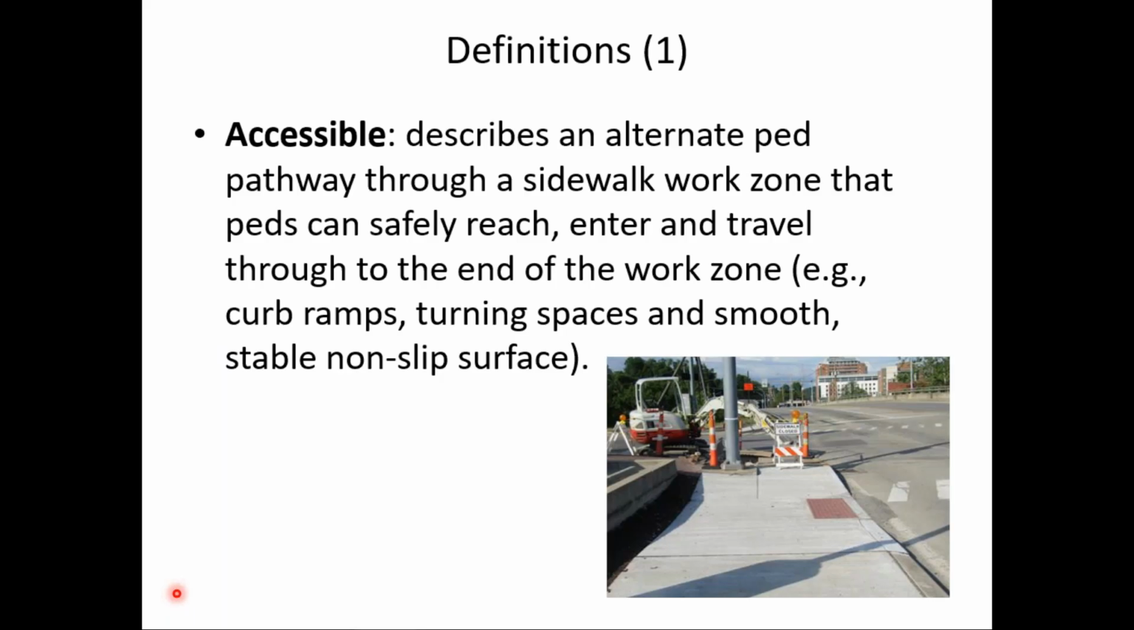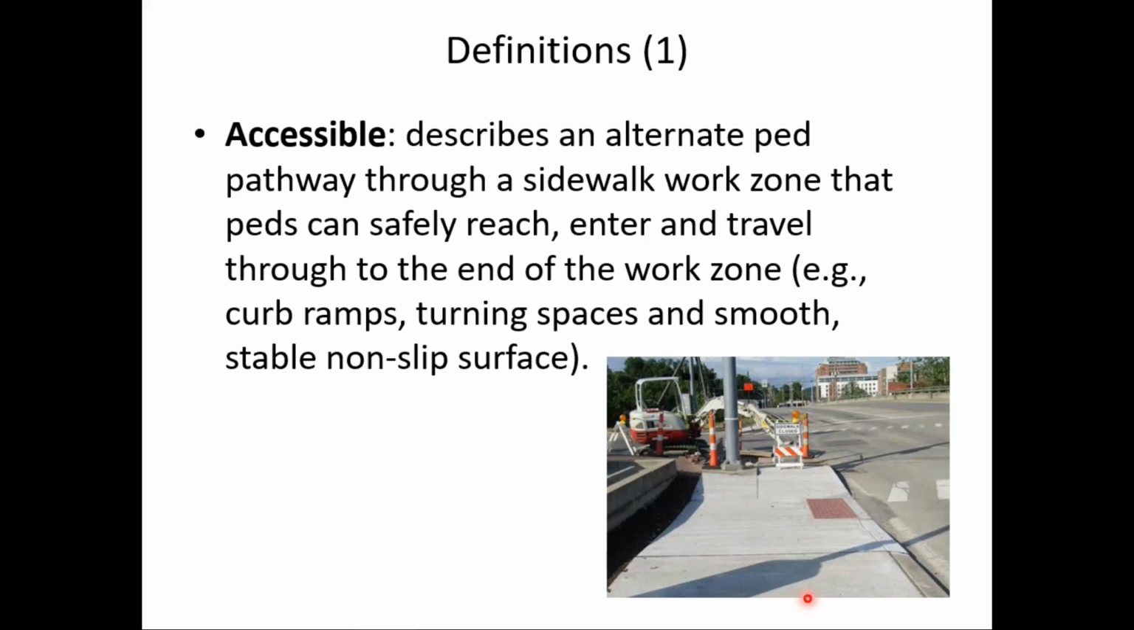So that implies having curb ramps so pedestrians can move between the sidewalk and the street, adequate turning spaces or landings so they can turn onto or off of a ramp, and surfaces need to be smooth, stable, and slip resistant. And so here you see a sidewalk work zone. The back end here is not really a good sidewalk closure, so don't worry about that.